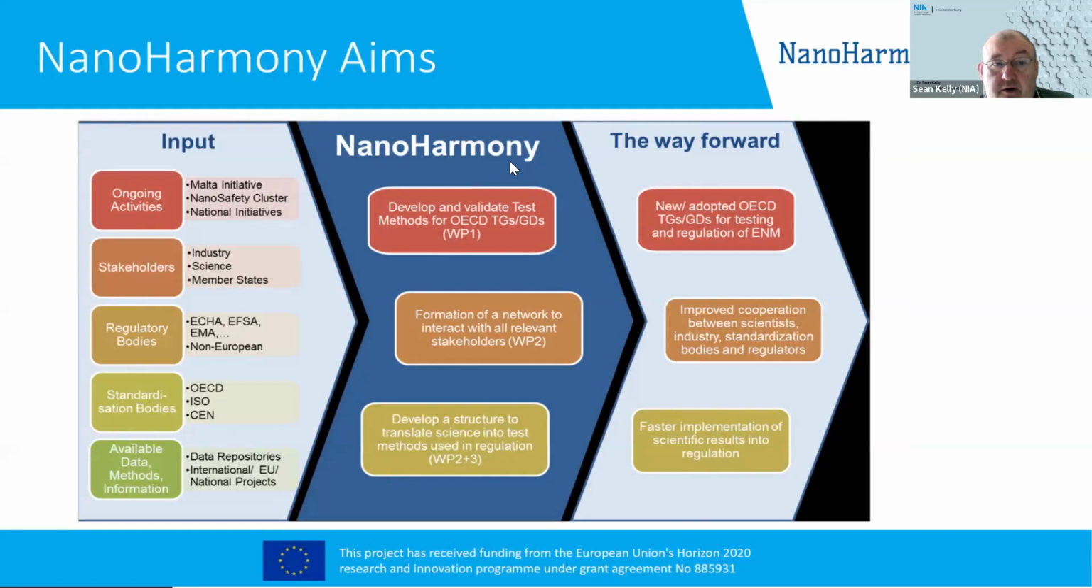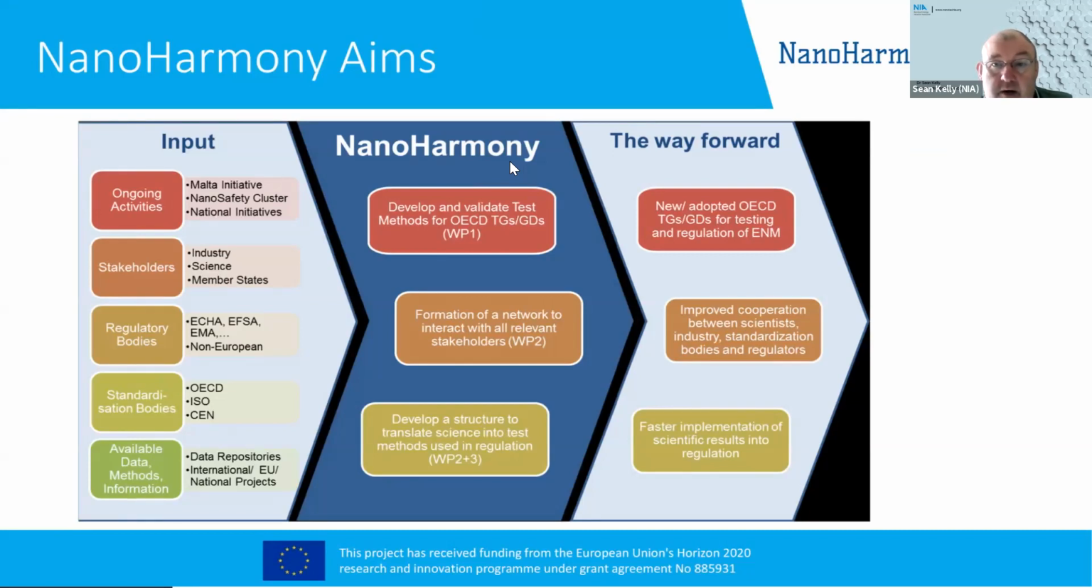NanoHarmony itself is taking a range of inputs from different ongoing activities, from different stakeholders, from regulatory bodies, standardization bodies, and available data, methods, and information, and bringing it together to develop and validate some new test methods for OECD test guidelines and guidance documents. We're using this as an opportunity to also create a network that we can interact with all relevant stakeholders by running events such as this and other events. And eventually we want to develop a structure that will translate science into test methods for use in regulatory compliance in a more efficient and better way.